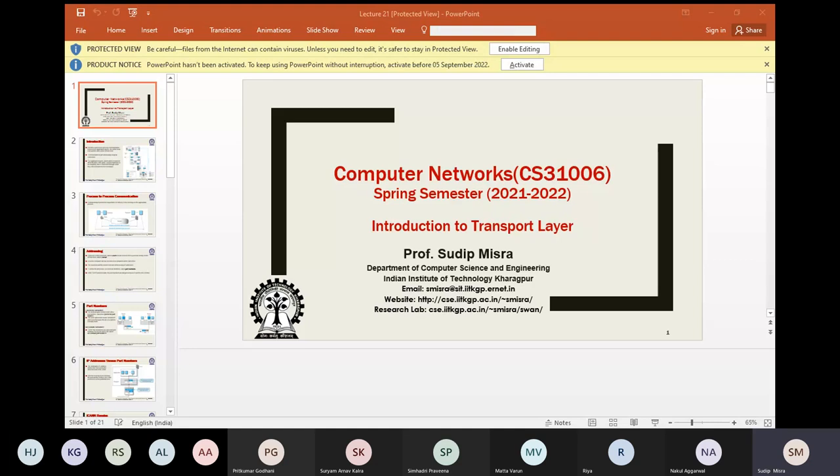Now every layer has a corresponding PDU which is logically sent. For example, in the network layer, the PDU was called the packet. In the data link layer, what was the PDU called?